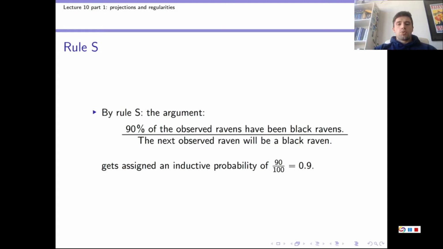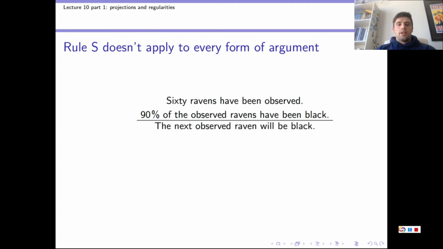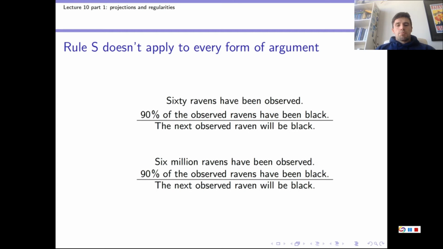Now, unfortunately, Rule S doesn't turn out to be adequate, as a little thought will show. The most straightforward problem is that it doesn't apply to arguments of any old form, only of this really specific form that we're considering here. Consider, for example, the following 2 arguments. 60 ravens have been observed, 90% of the observed ravens have been black, therefore the next observed raven will be black. And this argument, 6 million ravens have been observed, 90% of the observed ravens have been black, therefore the next observed raven will be black.